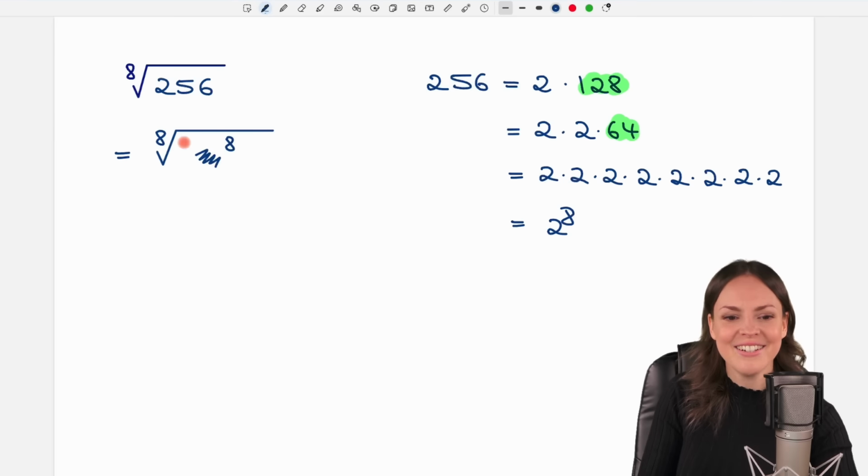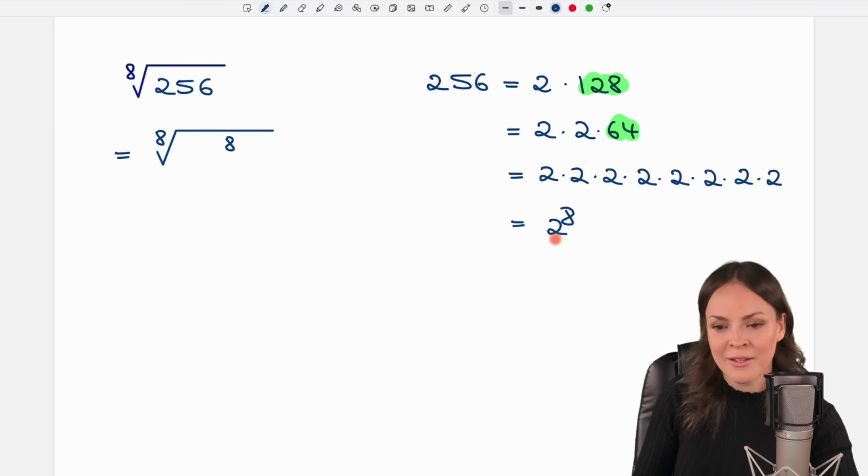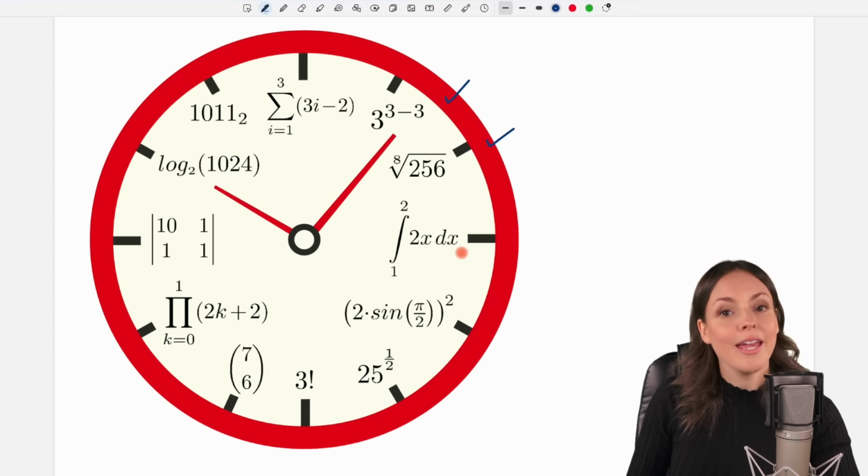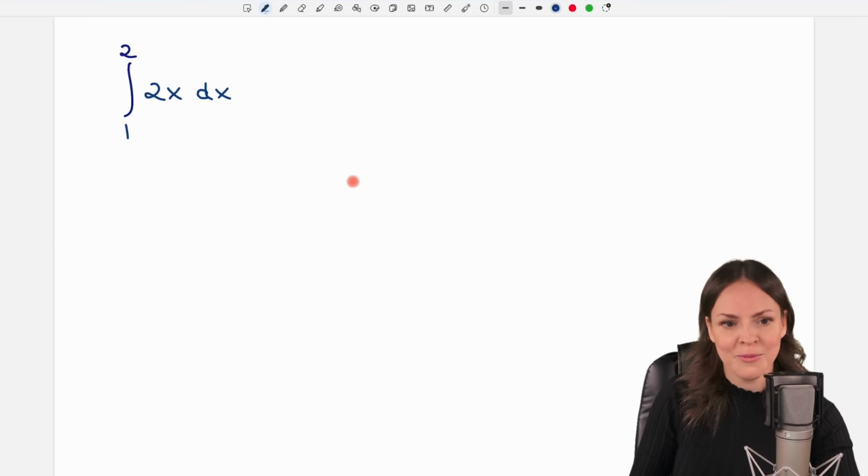Nice. So instead of this number here in our root, we can write it as 2 to the power of 8. This 8 and this 8, they cancel each other out, and only the 2 is left. And this was our 2 o'clock. 3 o'clock, a beautiful integral.